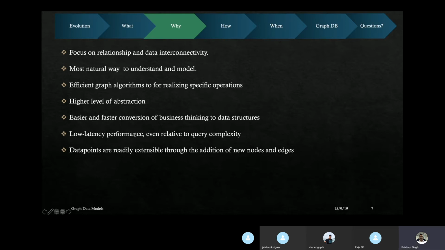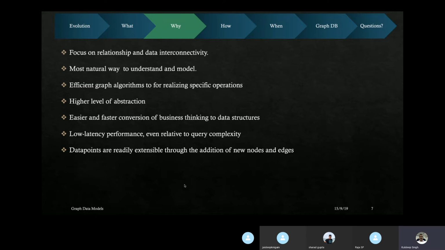So the same thing which we were saying: easier and faster conversion of business thinking into data structures. Because if you see, the human mind doesn't understand tables as much as it understands nodes and their relationships. So in that way, it becomes much easier for business to understand and then try to convert it into a business use case.